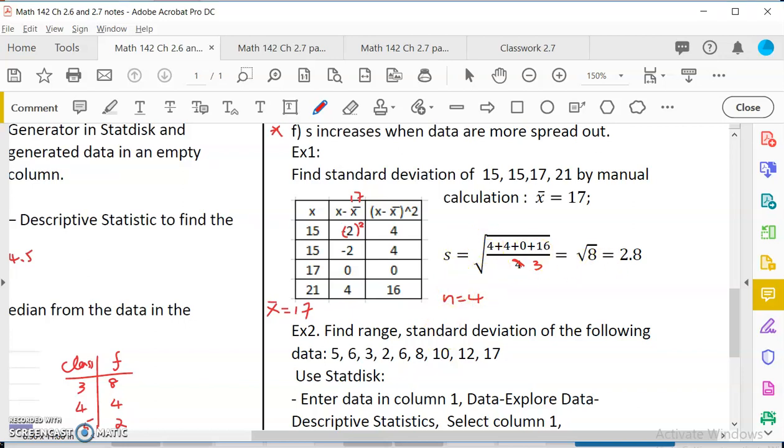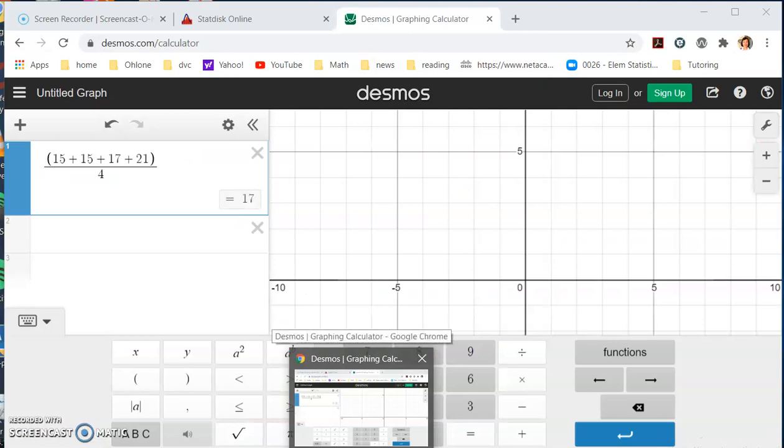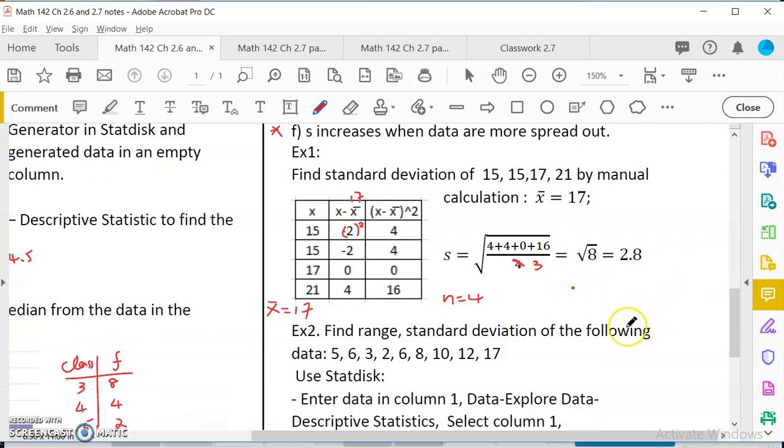So use my calculator. It would be square root of 24 divided by 3. Oh, right. So 4 plus 4 is 8. 8 plus 16 is 24. 24 divided by 3 is 8. So this is correct. I just typed it wrong here. So square root of 8, if you put it in the calculator, is 2.8. So the standard deviation of this set of data, 15, 15, 17, 21, is 2.8.